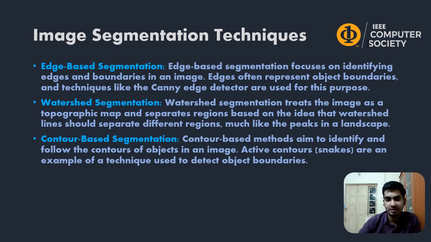Contour-based segmentation. Contour-based methods aim to identify and follow the contours of objects in an image. Active contours are an example of a technique used to detect object boundaries.